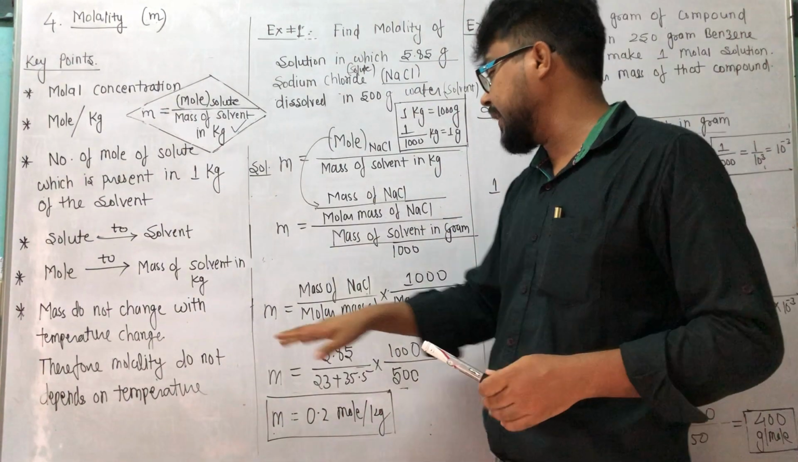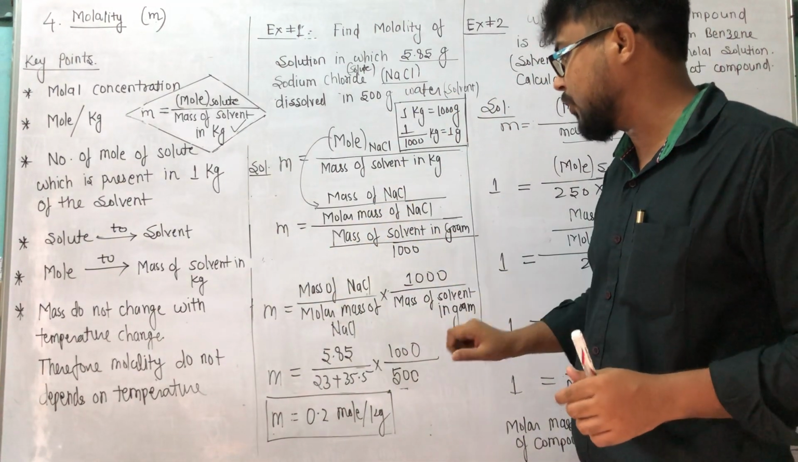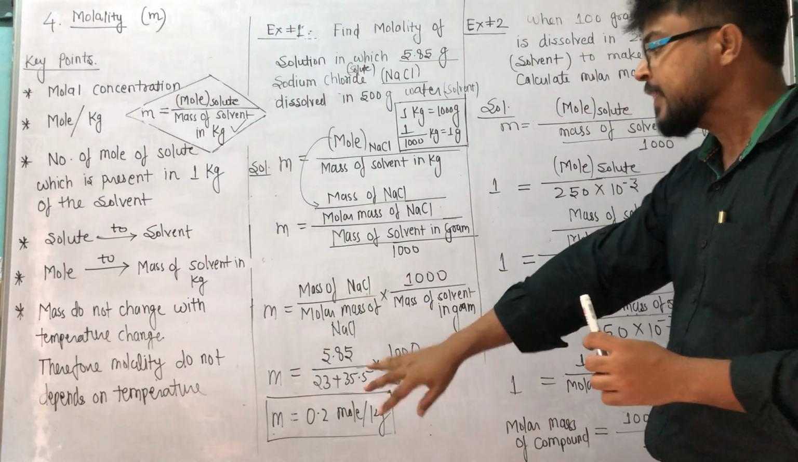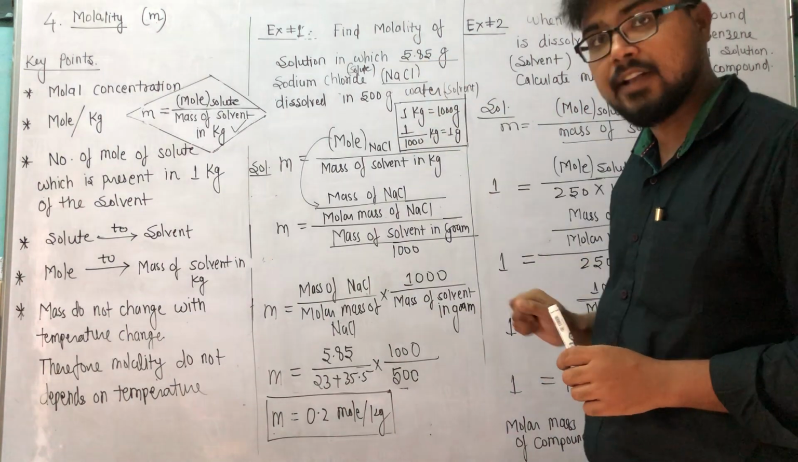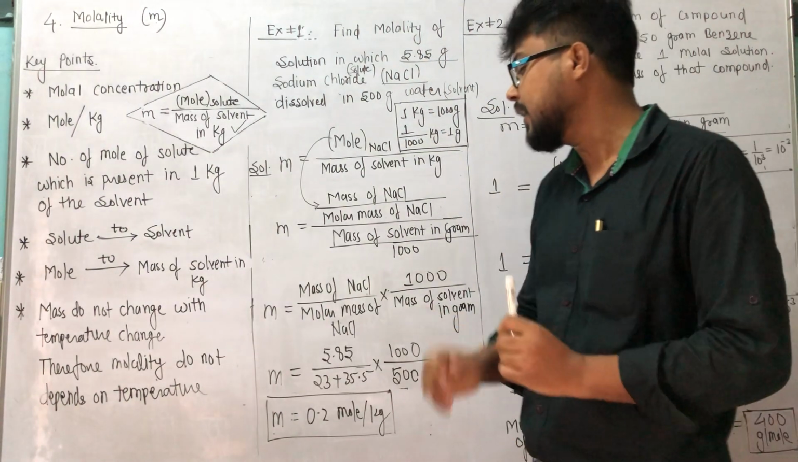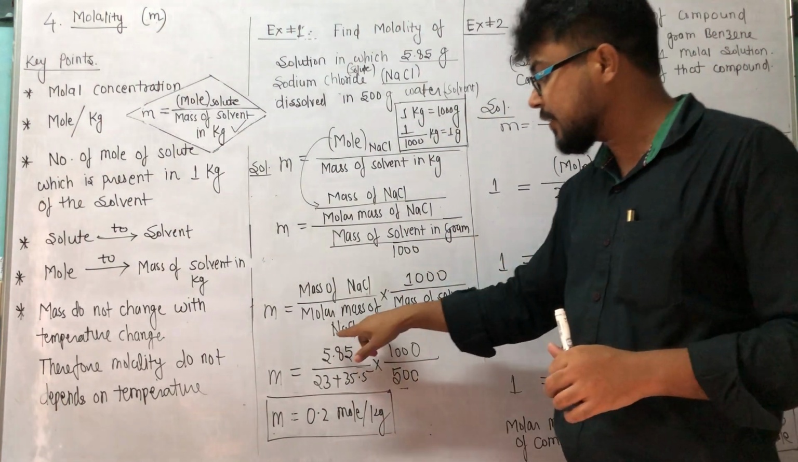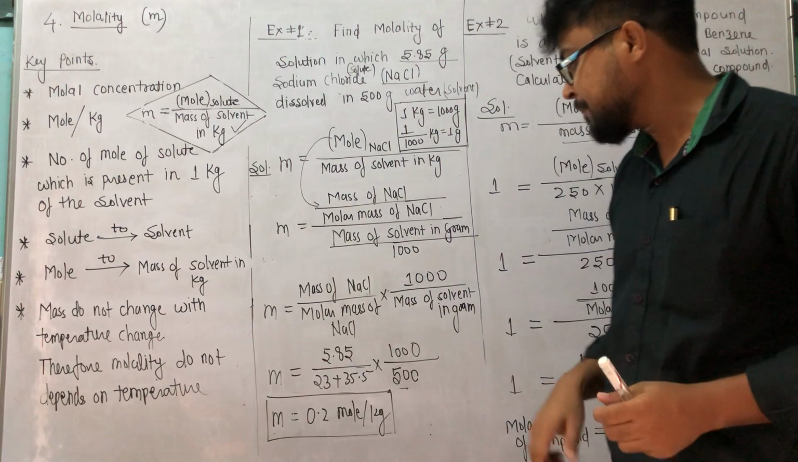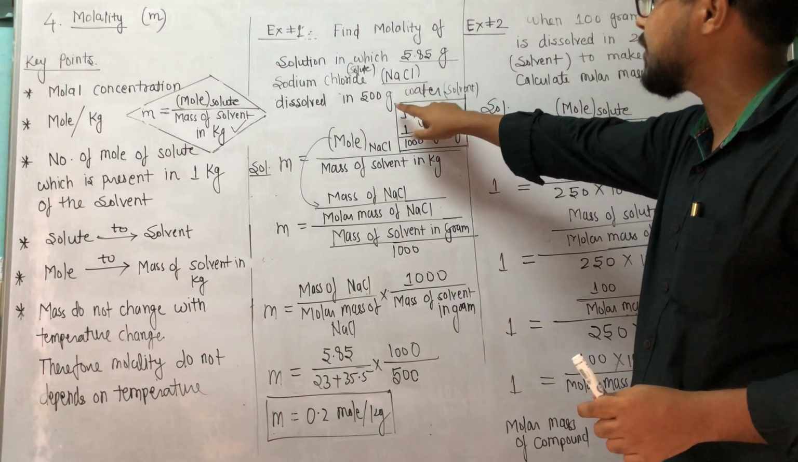So small m, again I can rearrange this equation: mass of NaCl divided by molar mass of NaCl, multiplied by 1000, divided by mass of solvent in gram. So how much mass of NaCl is there? It is 5.85, nothing but the mass of solute. Next is the molar mass of NaCl. Check, 23 for sodium and 35.5 for chlorine. Next 1000, and what is the mass of solvent in gram? It is given in the question. It is how much?